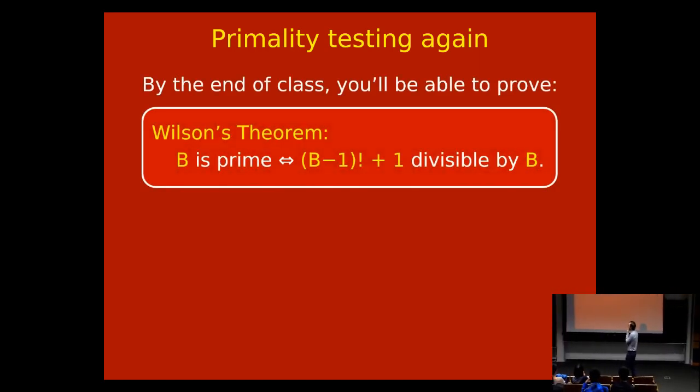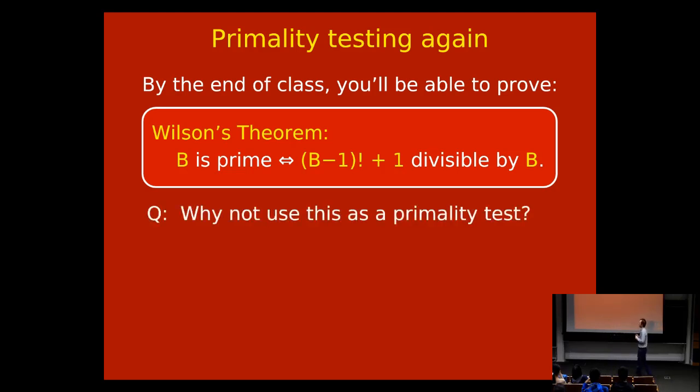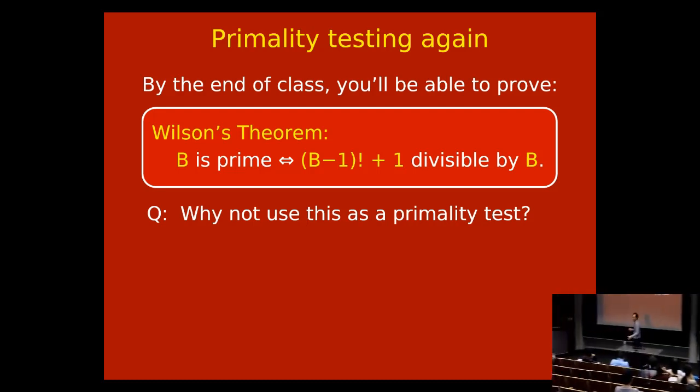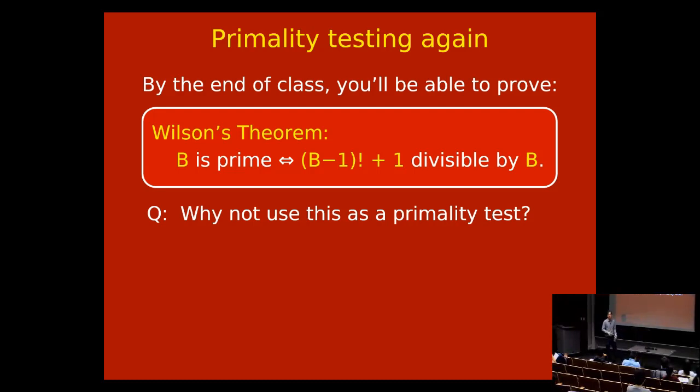Okay, let's mention primality testing one more time. By the end of this class, you'll be able to prove a simple theorem that is called Wilson's theorem. You don't have to know this theorem, I'm just using it to make a point. It gives a characterization of primality. B is prime if B minus 1 factorial plus 1 is divisible by B. So if you happen to know this theorem, it's not too hard to prove. You might say, why don't I just use this as a primality test? I've been given a number B. I can just compute B minus 1 factorial, add 1, and take mod B, check if that's 0. And this theorem tells me that that correctly tells me if it's a prime or not.